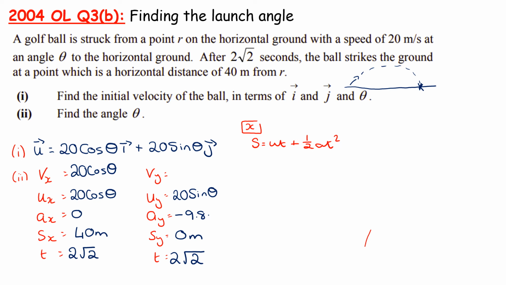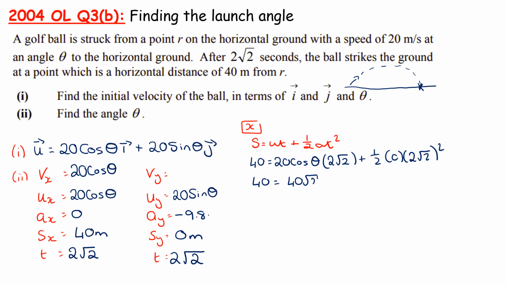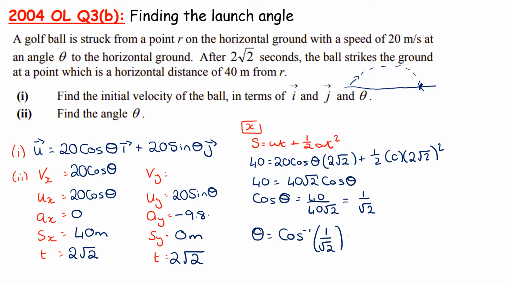So here we have s is 40 equals 20 cos theta times 2√2 plus a half times 0 times 2√2 squared. Let's do a bit of cleanup. 20 times 2√2 is 40√2 cos theta. Now I'm just going to flip this around. So cos theta is 40 divided by 40√2, which gives us 1/√2. To work backwards to get our angle, we use inverse: cos inverse of 1/√2 gives us 45 degrees.